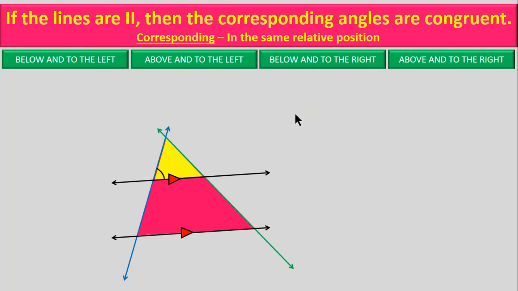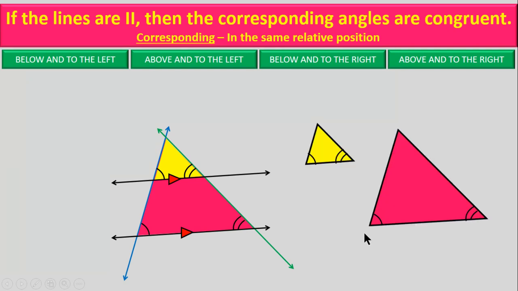So next, that angle is above and to the right. That angle is above and to the right, and so those are congruent angles. This angle is above and to the left, and this angle is above and to the left, so those are congruent angles. So when we take these overlapping triangles and draw them so that they're not overlapping, the yellow triangle would look like this, and the pink triangle would look like this.